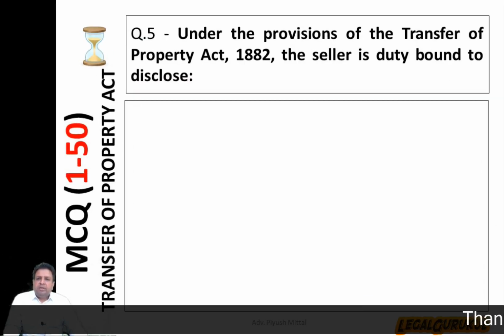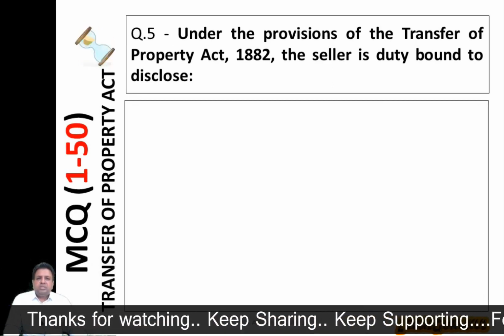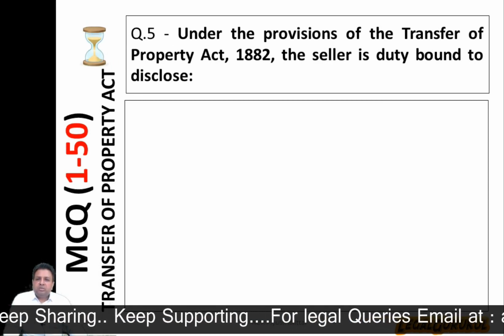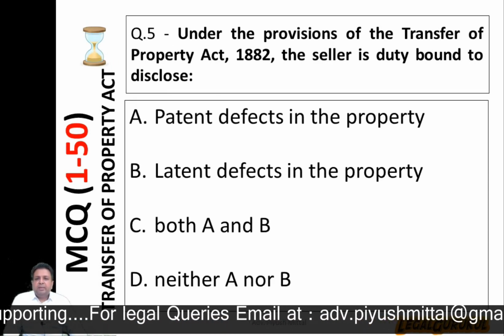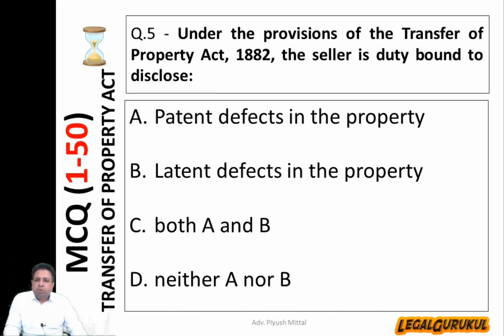Question number 5. Under the provisions of the Transfer of Property Act 1882, the seller is duty bound to disclose A, patent defects in the property. B, latent defects in the property. C, both A and B. D, neither A nor B. And the correct answer is B, latent defects in the property.